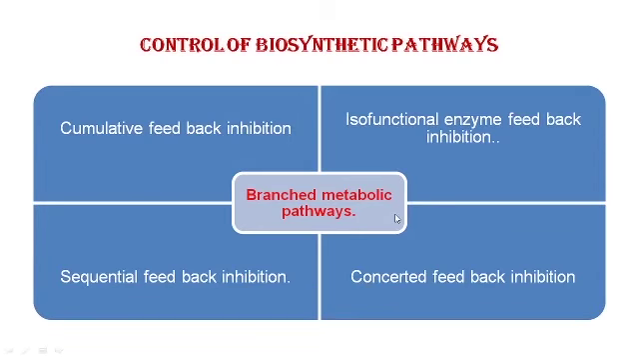Amongst the branch pathways, the types of controls are feedback inhibition or cumulative feedback inhibition by isoenzymes or isofunctional enzymes, concerted feedback inhibition, and sequential feedback inhibition. Let us study each one by one.